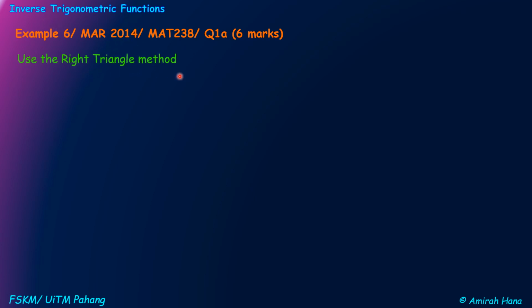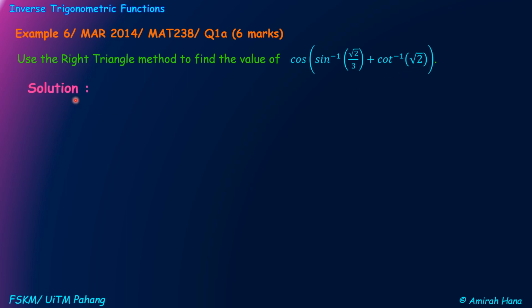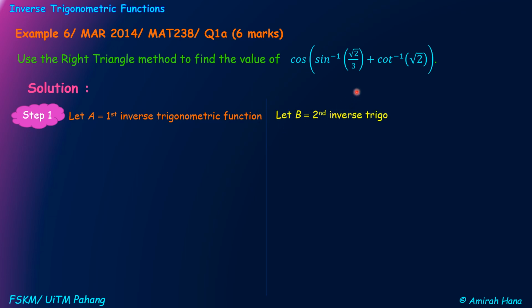Use the right triangle method to find the value of cos inverse sine sec2 over 3 plus inverse cot sec2. Here is the solution. From the given question, we are given two inverse trigo functions. So, first step, we can let A equal the first inverse trigo function, and then in column 2, we can write let B equal the second inverse trigo function.